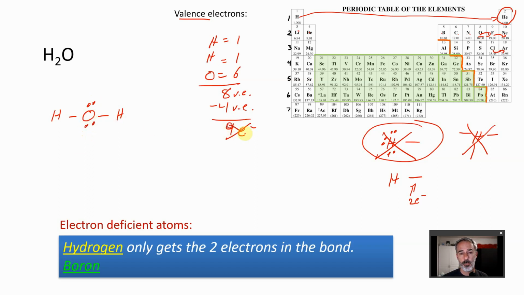And that uses up our last 4. Check to make sure oxygen has an octet. It has 2, 4, 6, 8. It does. Check to make sure hydrogen has an octet, and in its case, that means just the 2 electrons in the bond. It does, so we are done.